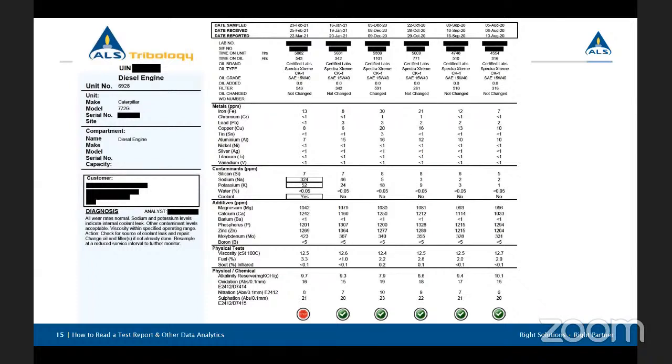Now, here's a report where we've got an engine, and you can notice here in the middle that we're starting to get some boxes, and they're around some contaminants. What we've got here is sodium, potassium, and we've marked coolant as yes. Now, sodium and potassium are common elements that are found in antifreeze and coolant. And when we see them in a diesel engine oil, it's pretty much a true sign of a coolant leak. We know that that coolant is being ingested into that engine in some way.